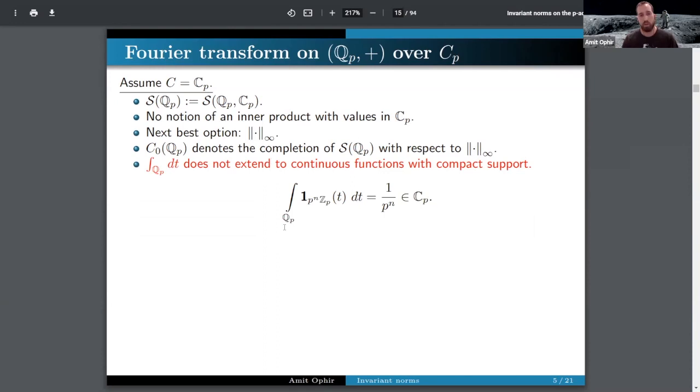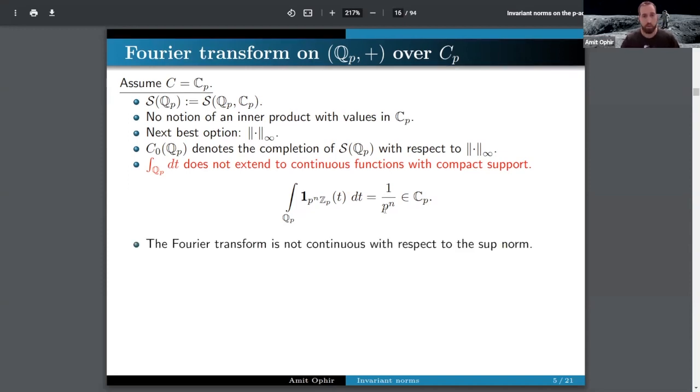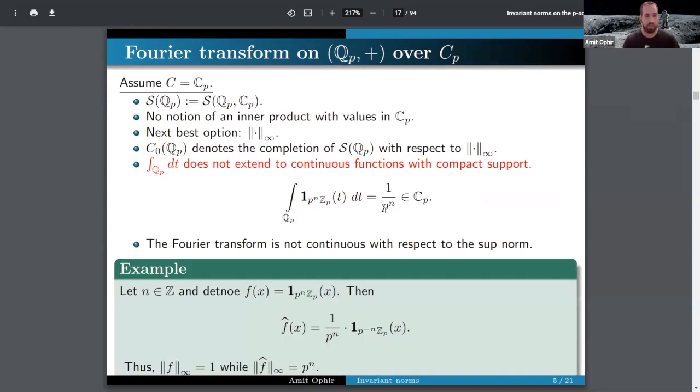So for example, here the sequence of characteristic functions are characteristic functions of smaller and smaller sets inside Z_p, and yet their integral is a sequence of numbers which is unbounded in C_p. And as a consequence, the Fourier transform is also not continuous with respect to the sup norm, and we can take the same example to see this, right?